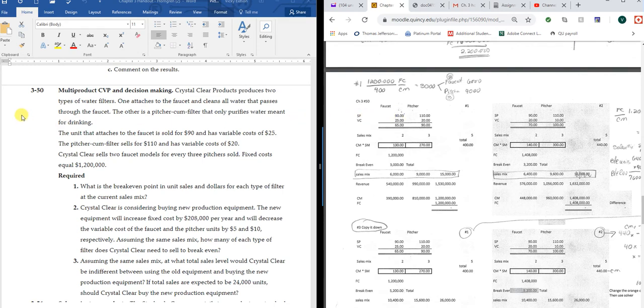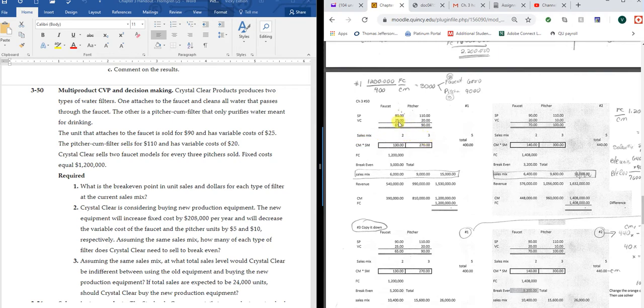Again, I generally write them out in the margin, selling price $90, or on the top of my paper, a variable cost of $25, so I have a $65 contribution margin there. And the other filter sells for $110 and has a variable cost of $20, so I've got a $90 contribution margin. It sells 2 faucets for every 3 pitchers, so there's my sales mix, 2 to 3.